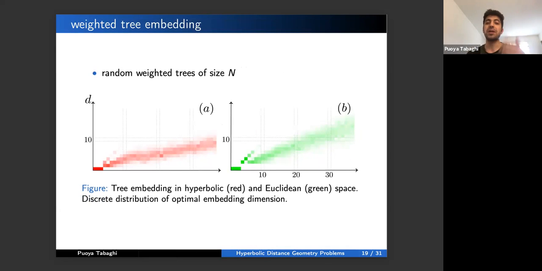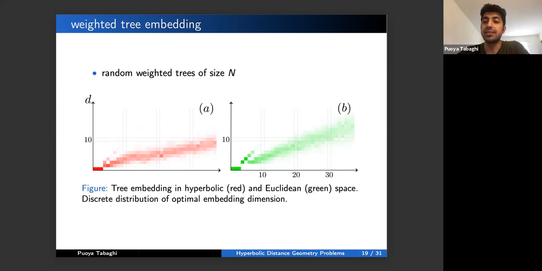So we're going to repeat the experiment with weighted trees. Now we generate random weighted trees with random weights, and we embed them in hyperbolic and Euclidean spaces. But this time we're going to change the embedding dimension, and we're going to find the minimum embedding dimension such that the embedded points satisfy a certain accuracy level. Their pairwise distances should accurately represent those that are from the tree.